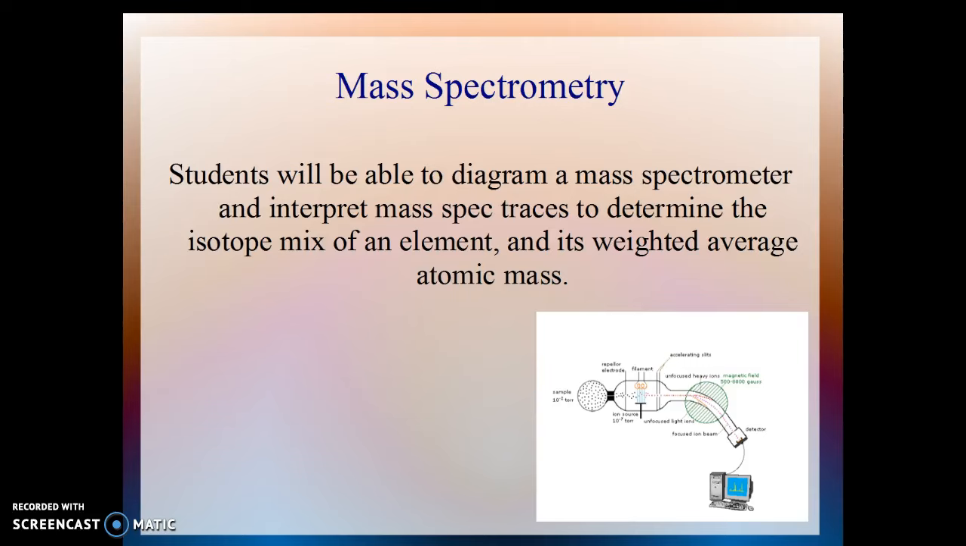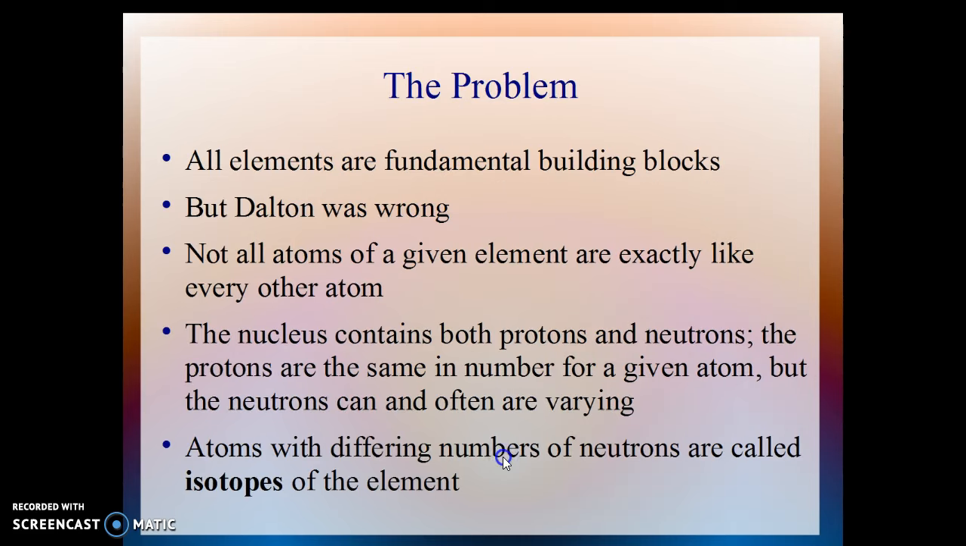We'll now discuss mass spectrometry or mass spectroscopy. Both terms are usable. So that you can interpret mass spec traces to get an isotope mix of an element and weighted average atomic mass. We're not going to talk about molecules in a mass spec.